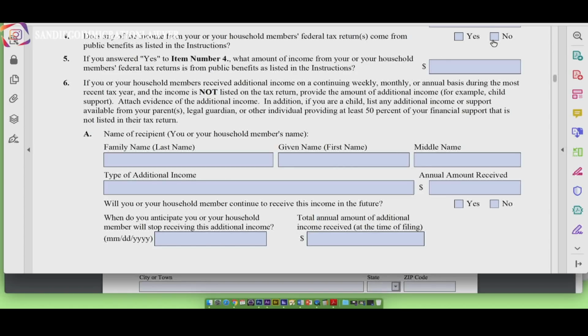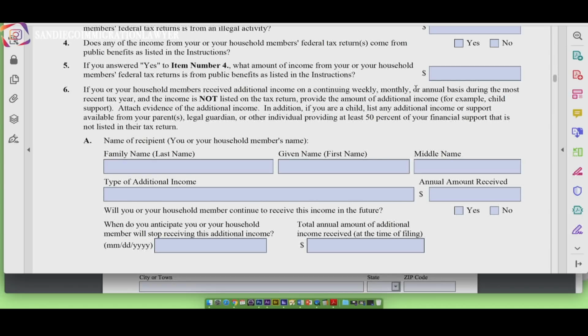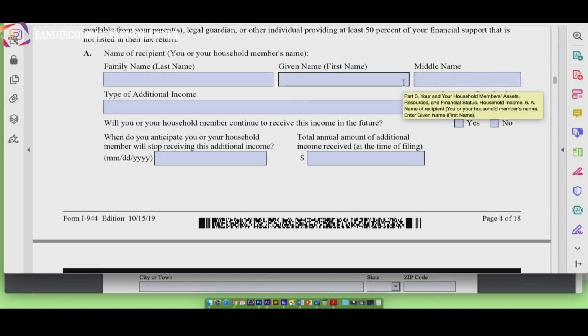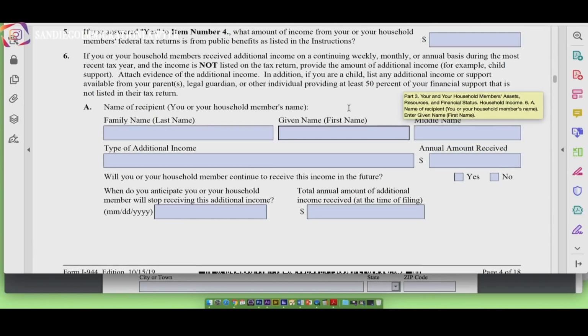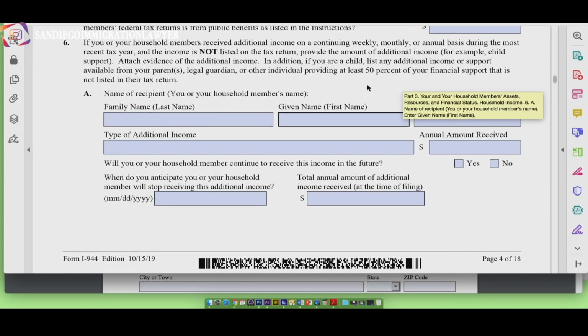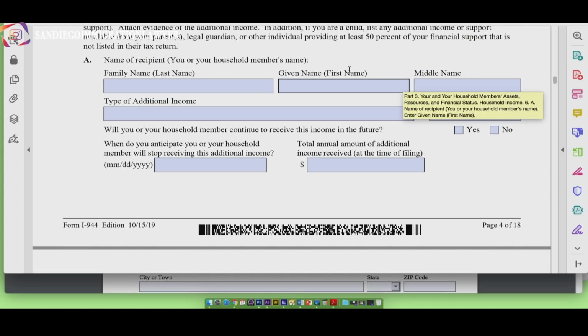But if you have, then if any of your income comes from them, you're going to have to put the amount of income that came from public benefits. Most people are not able to get public benefits if they don't have a green card. So I would say that you probably didn't have those, except maybe emergency medical expenses, and emergency medical expenses would not count.